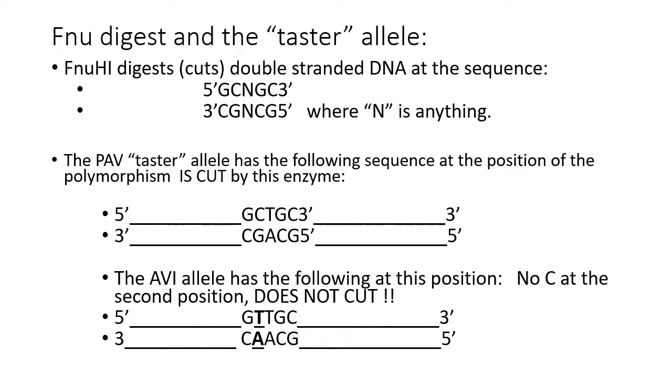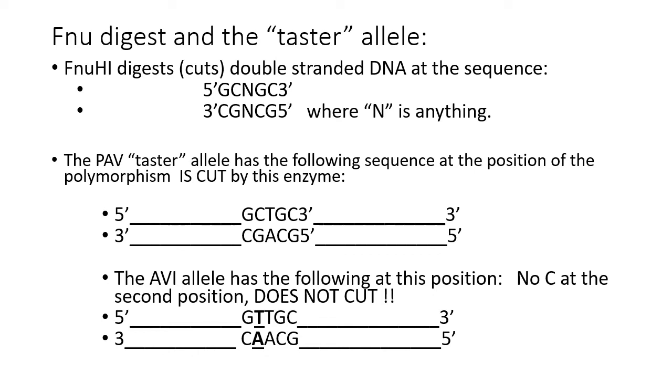Okay, so here's the first one. This is the restriction enzyme FNU4H1. Its cut and recognition sequence is written GC, N, GC, where N is anything. So you need to have that sequence perfect or else the enzyme will not cut the molecule. So the taster allele actually contains a site right there. This is a GCTGC, which conforms perfectly to the enzyme recognition and cut sequence.